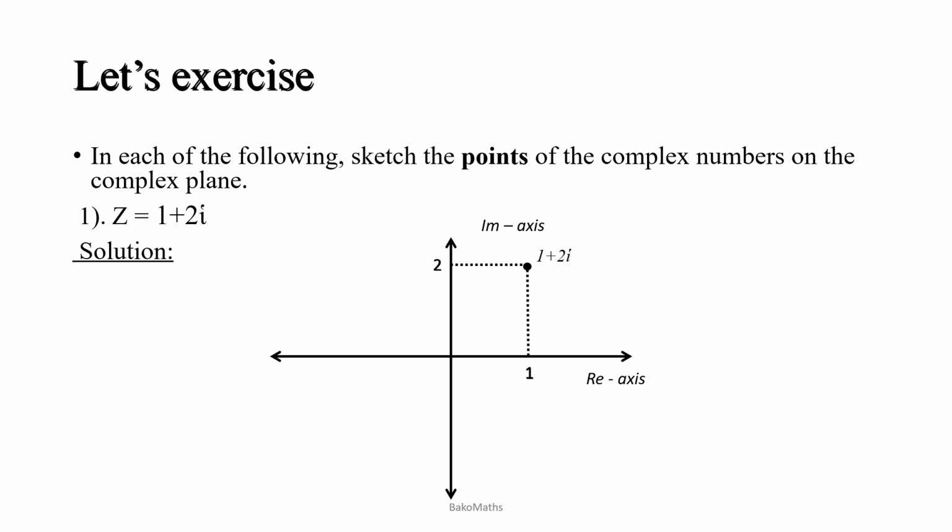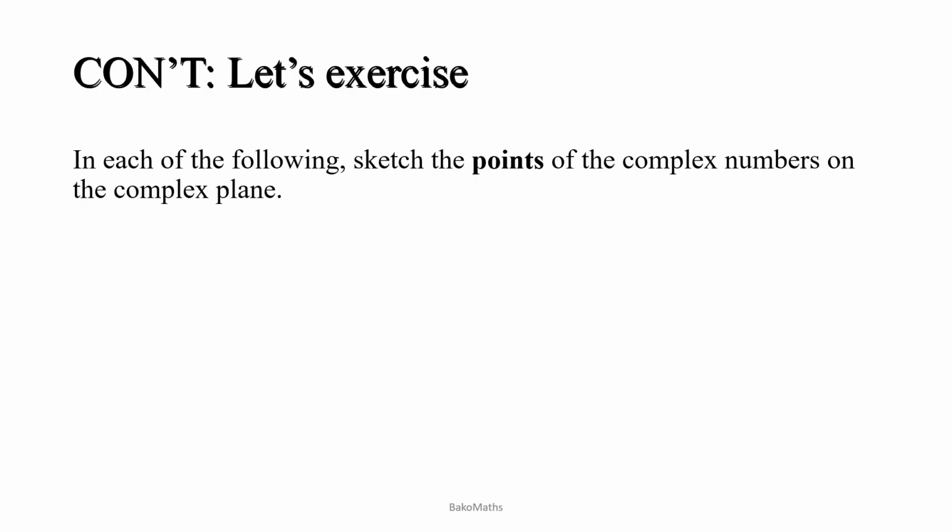We move on with our second example. With our second example, we have z equals minus 3 plus i. So the first thing to do here is to draw our real and the imaginary axis.